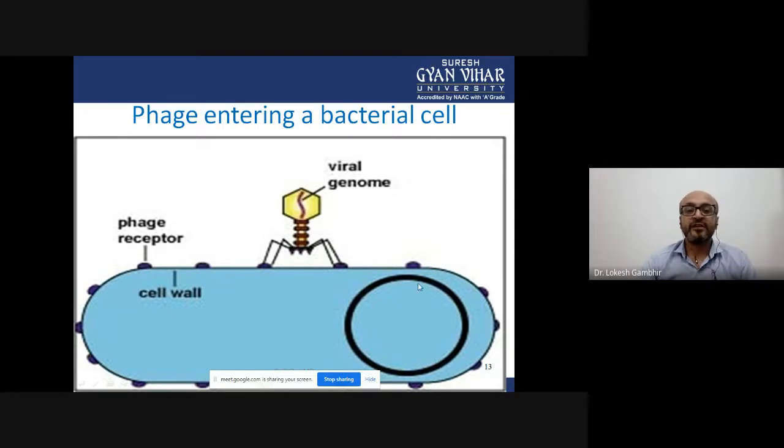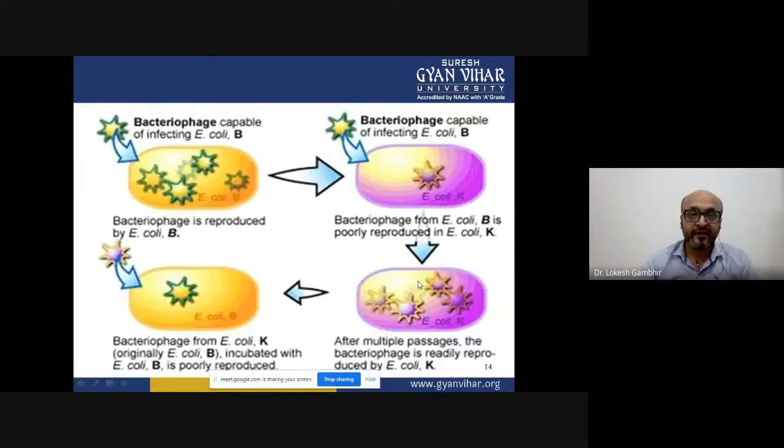Now when we are talking about the specificity, how specific is it? See, these viruses are very specific. If I am talking about a bacteriophage which will be infecting E. coli, then that will be specific for E. coli. It will not be affecting Salmonella typhi. It will not be affecting Mycobacterium tuberculosis. It will be specific for E. coli, and not only to the species level.